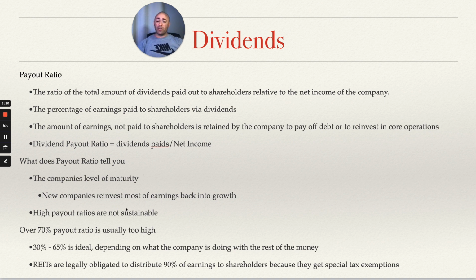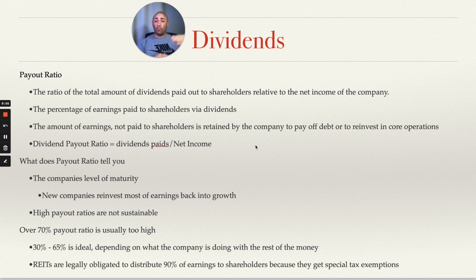Newer companies reinvest most of their earnings back into growth. That's why I said the level of maturity, because as companies continue to grow, they need their net income to keep expanding, right? So they're taking on a little more debt, paying off their debt, paying for research and development, more factories, more products and so forth. So newer growth companies tend to have a much smaller payout ratio, versus more mature, well-established companies, right?